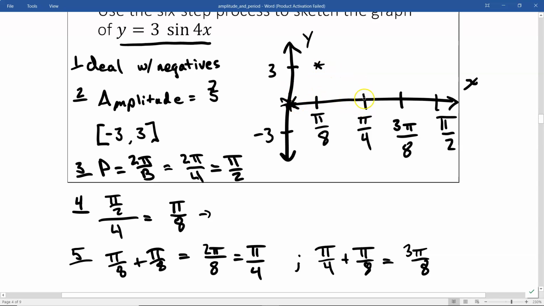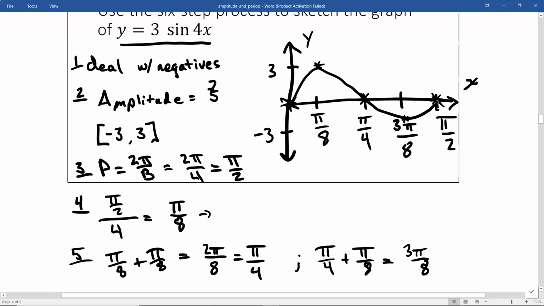The second point of sine goes to 0, so that's going to stay 0. The third point of sine right here goes to -3. Typically it goes to -1, but we multiply by our amplitude. And then the last point is also going to be a 0, so that's not going to change. And this is how we deal with these problems.